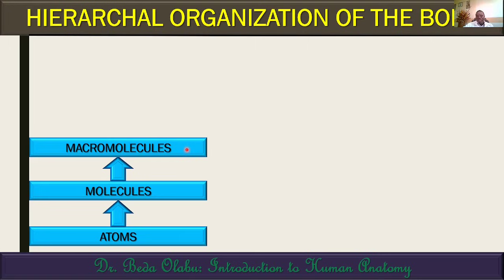Which are these large molecules that build up the body? I'll give you 4 of them. The body is built up of proteins, carbohydrates, lipids, and nucleic acids. So proteins, carbohydrates, lipids, and nucleic acids are examples of macromolecules that build up the body. When you talk of nucleic acids, we are referring to the DNA and the RNA.